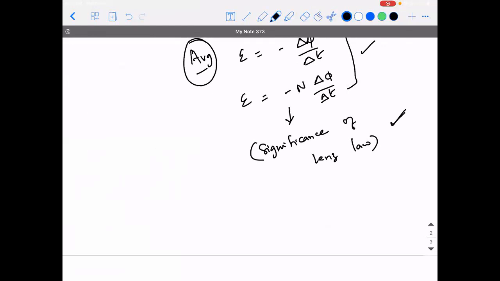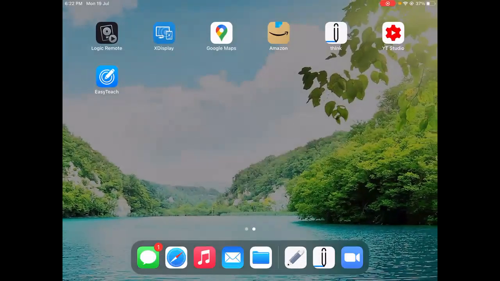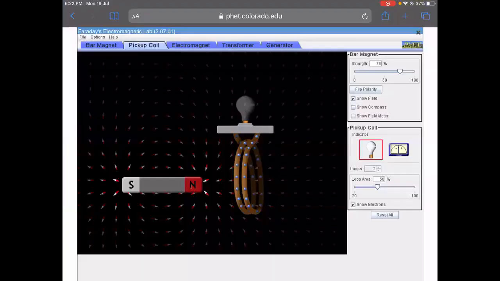So what is the significance of Lenz's law? That's what we need to see. The next thing we need to concentrate on is Lenz's law. So I will go back to the experiment again. One thing you observed till now was what? When the magnet was moved, you saw that the electrons were flowing. They were in motion, sir.